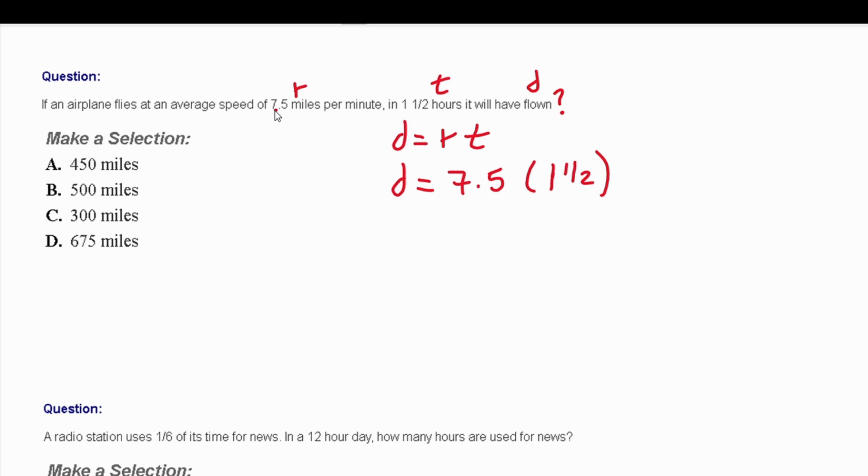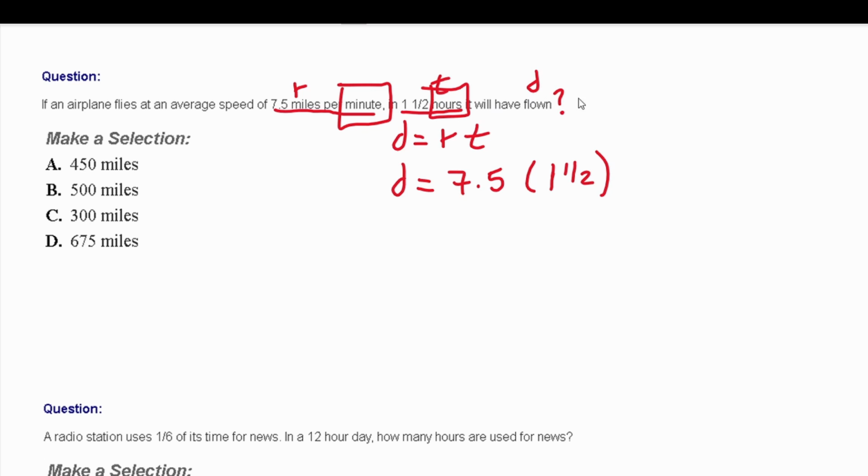We're given a rate in terms of minutes and a time in terms of hours. So if we multiplied this out, we would get the incorrect answer. Rate and time have to be proportional. If something's given in terms of minutes, your time should also be in terms of minutes. Okay? If rate's given in terms of hours, your time better be given in terms of hours. In this case, we have minutes and hours. So at some point, we're either going to have to convert 7.5 to be in terms of hours, or hours to be in terms of minutes.